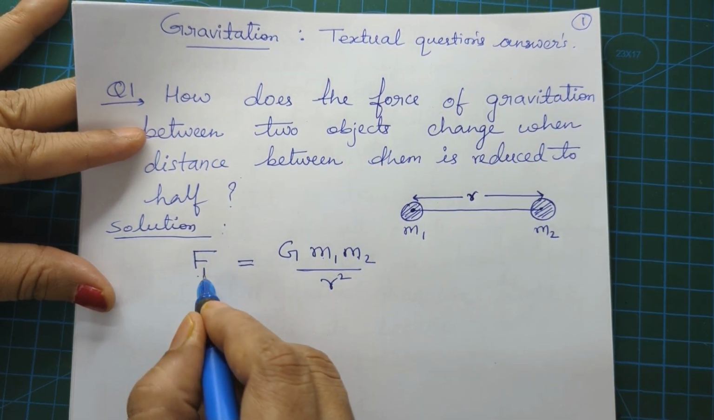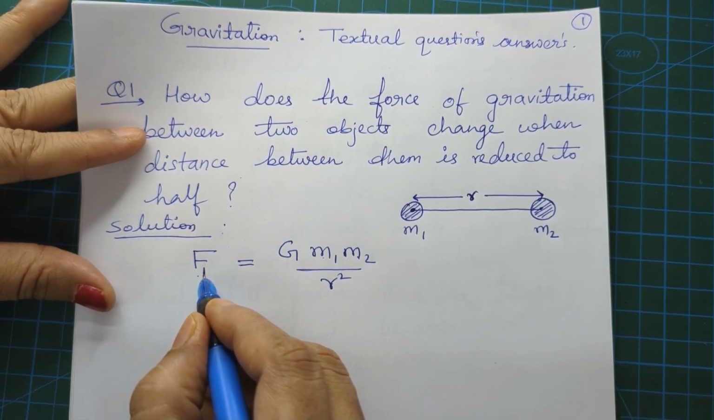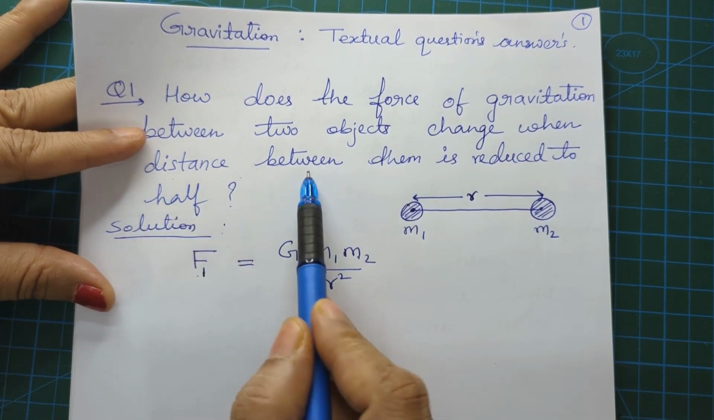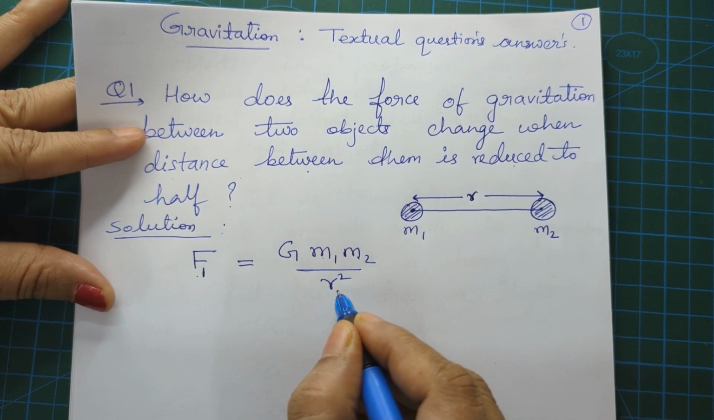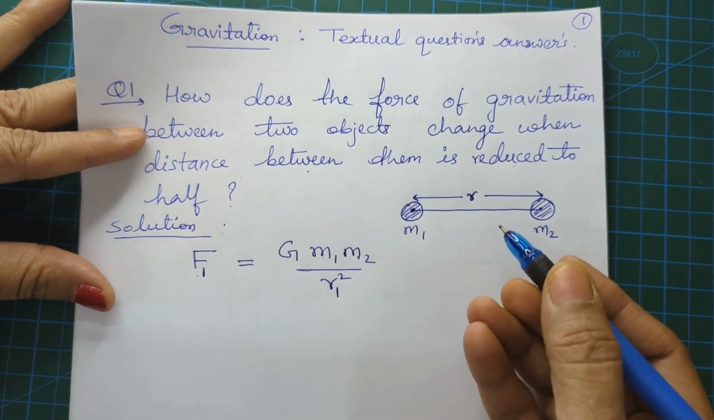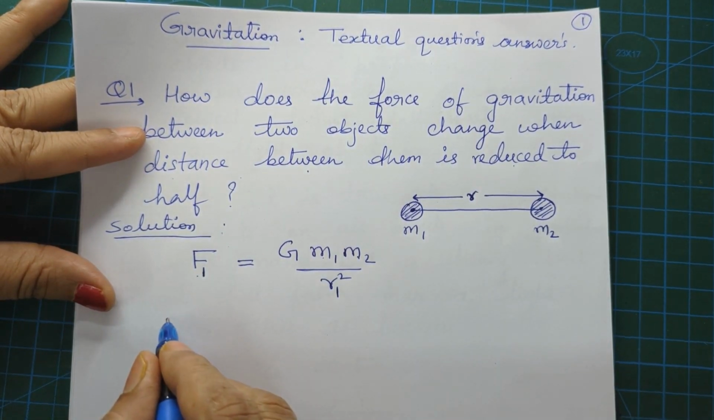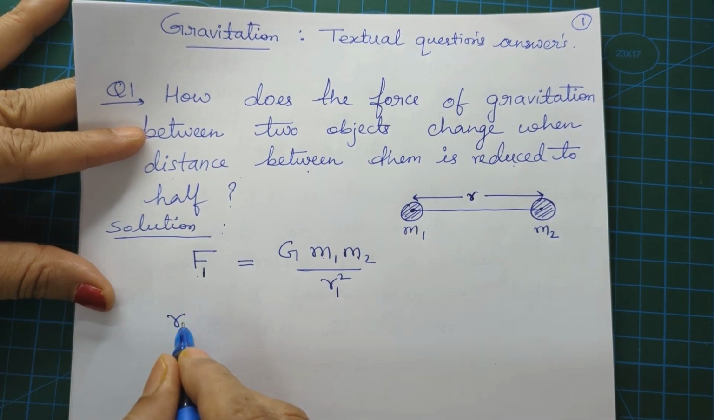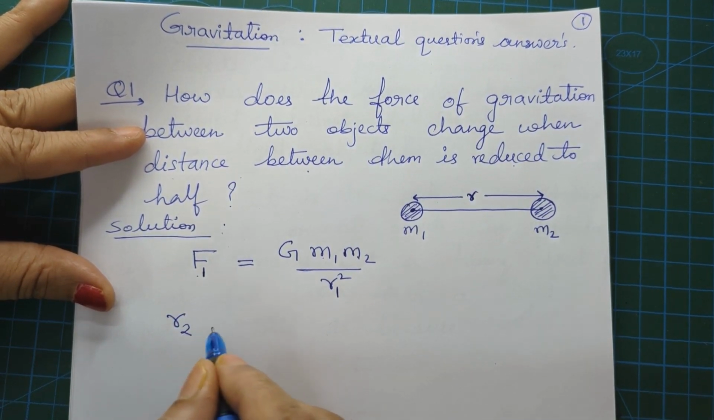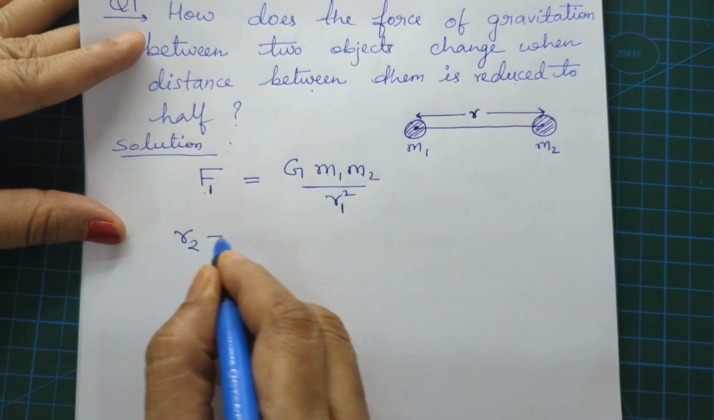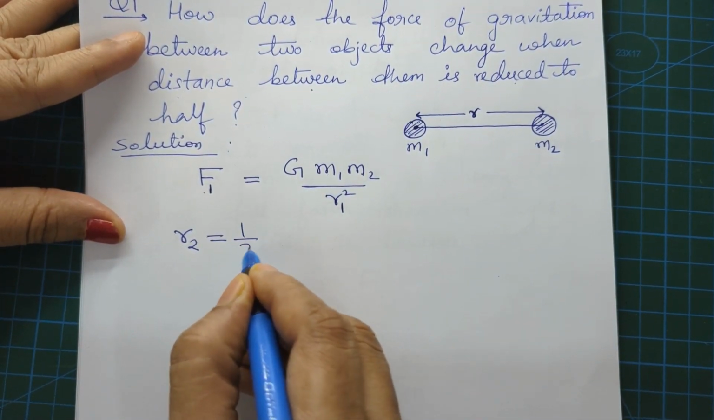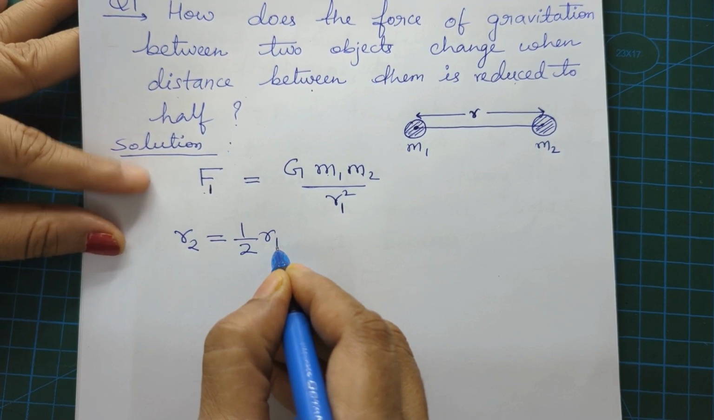Say this is the force F1. Now we will apply the condition. The condition is that the distance between the objects is reduced to half. So let R1 be the initial distance, and now when the distance is reduced to half, the distance between the two masses be R2, which is half of R1. So the new distance between the masses is half the previous distance.